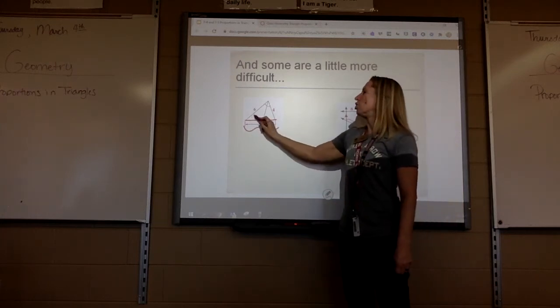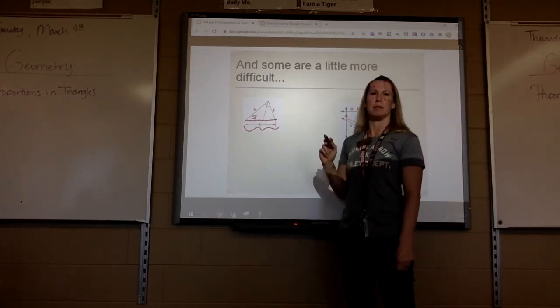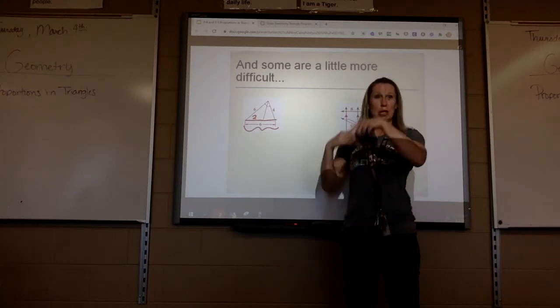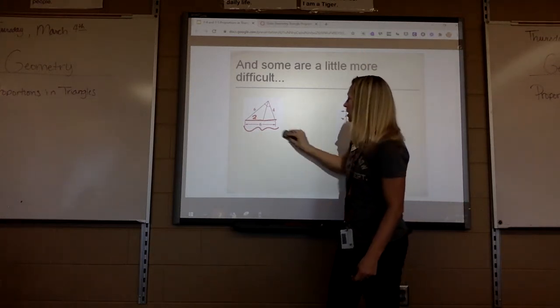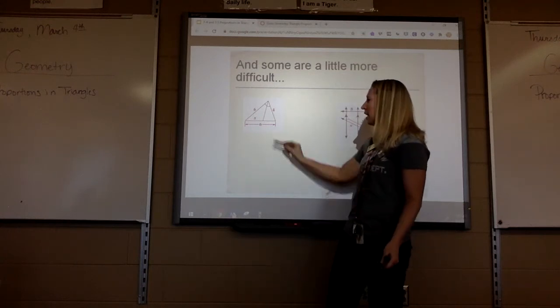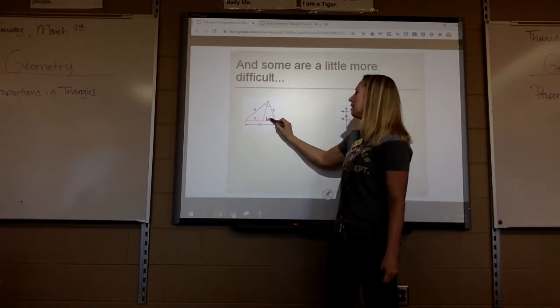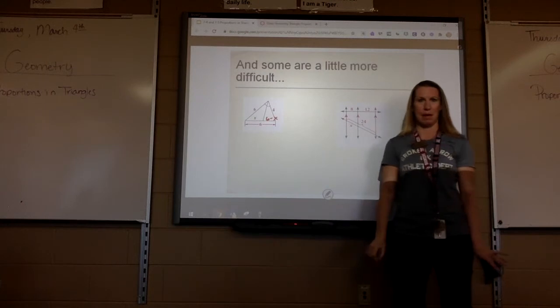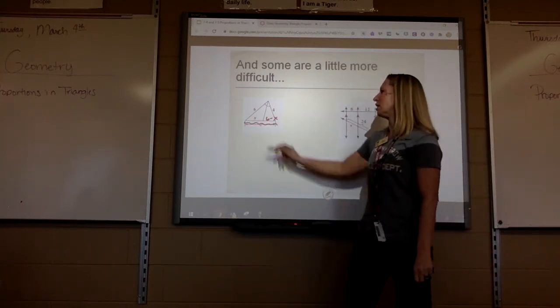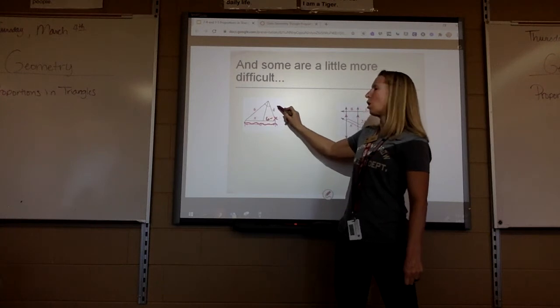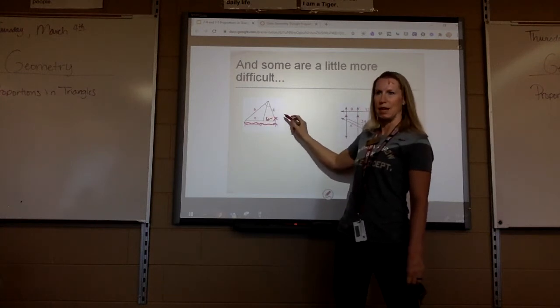what if this was 2? What would this piece be? 6 minus 2. So you're subtracting 6 minus 2. Does that make sense? So since I don't know that it's 2, it would be 6 minus x. Does that make sense? Yes. So then you would set up the proportion 6 over x, 4 over 6 minus x.